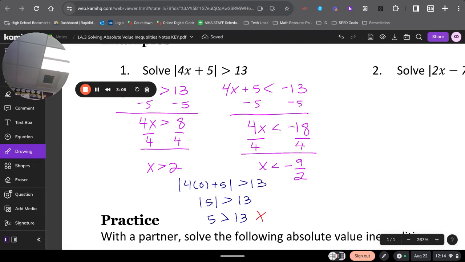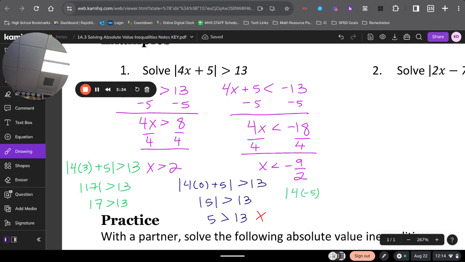A value that's greater than 2 would be 3, so the absolute value of 4 times 3 plus 5 greater than 13. That would give me 4 times 3 is 12 plus 5 is the absolute value of 17. And of course, 17 is greater than 13. Additionally, on my other side, a value less than negative 9/2 would be negative 5. So absolute value of 4 times negative 5 plus 5 is greater than 13. That would give me negative 15, which of course would become 15, which is greater than 13. So both of these statements are true.